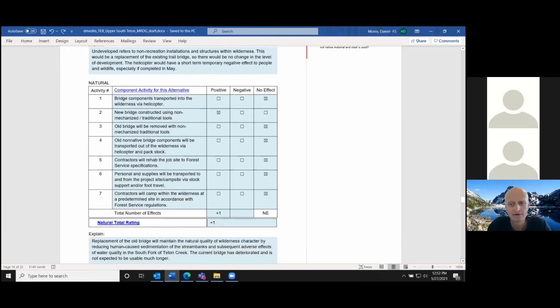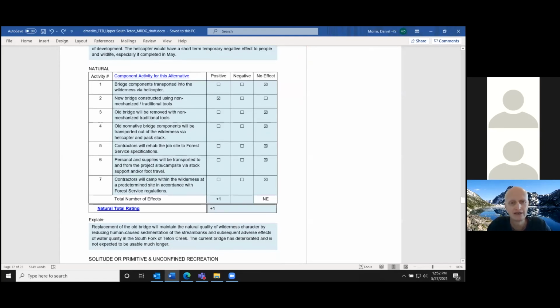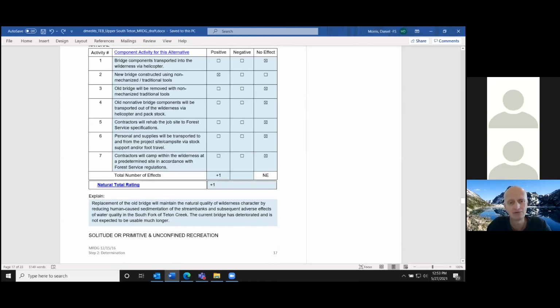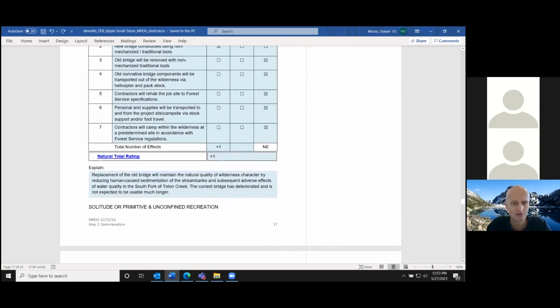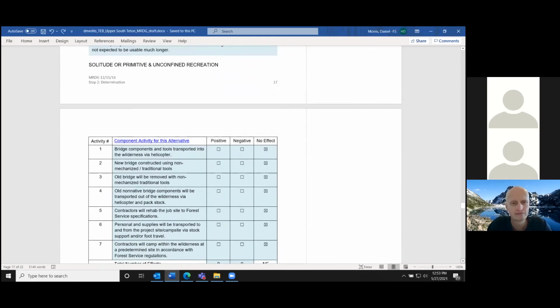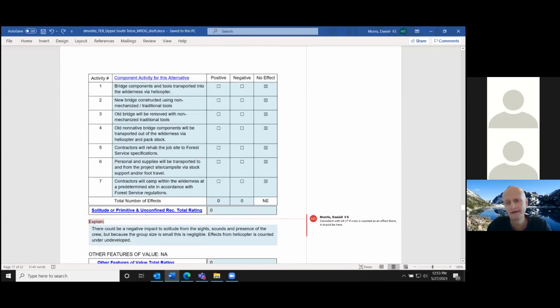All right. I want to leave plenty of time for Q&A, so we're going to breeze through the rest of this, but they're claiming a positive effect to natural. Putting in that bridge will ensure that we don't have stream bank erosion from folks trying to ford and find an alternative crossing somewhere up or downstream. All right, solitude, we don't have any effects here.